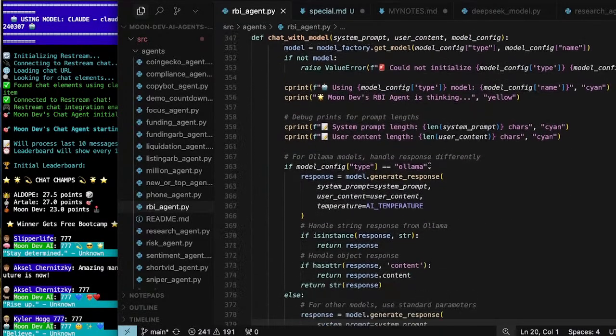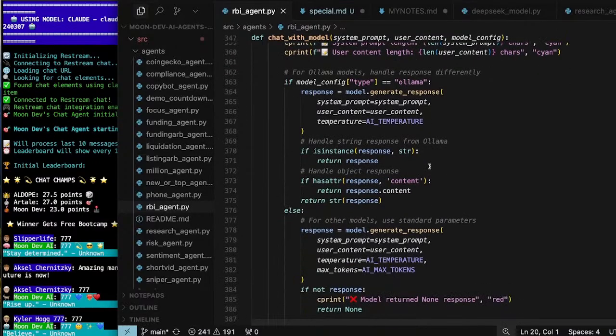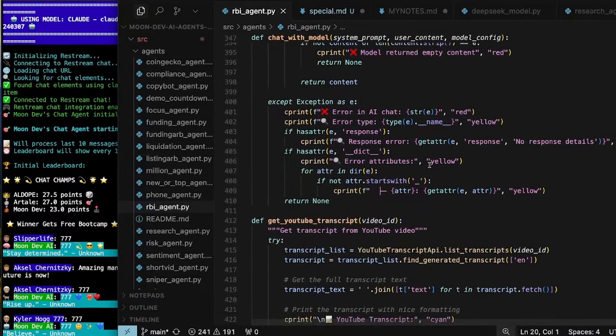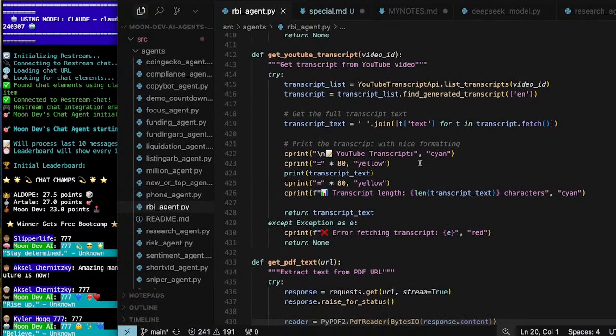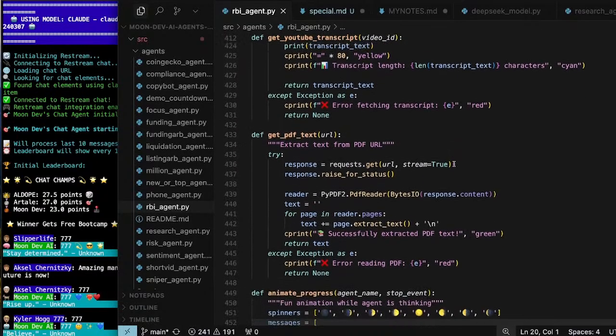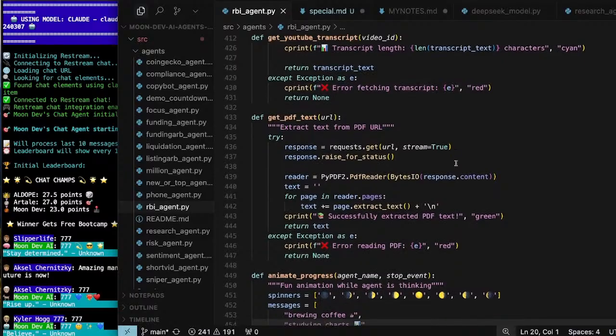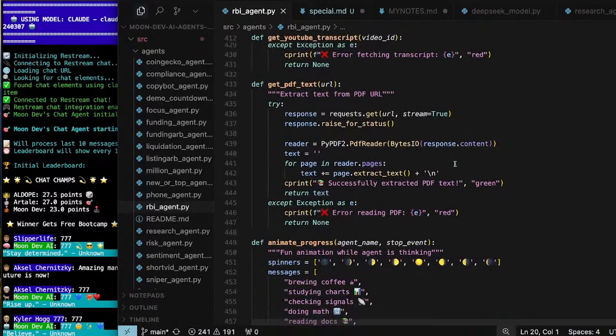Okay. Chat with the model. This is a function to chat with the model. You can see all of the code here. Just pause it, take your screenshots, whatever. This is how we get the YouTube transcript. Why? Because this agent can go ahead and watch YouTube videos as well. We can extract text from a PDF.